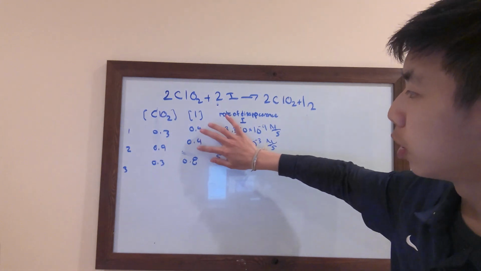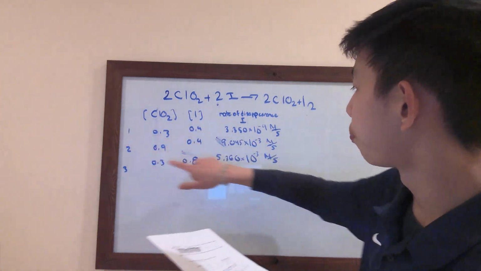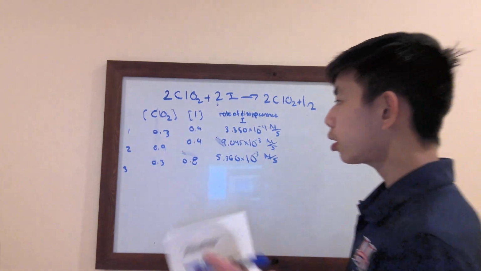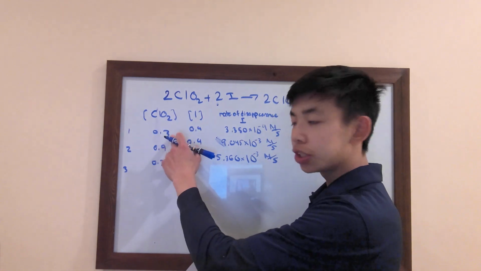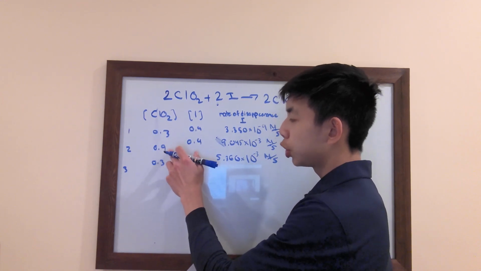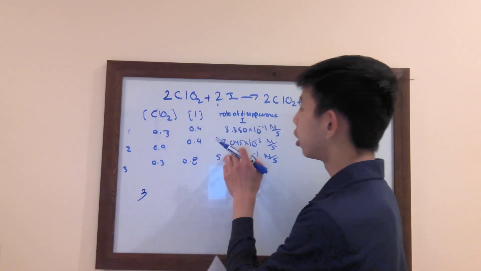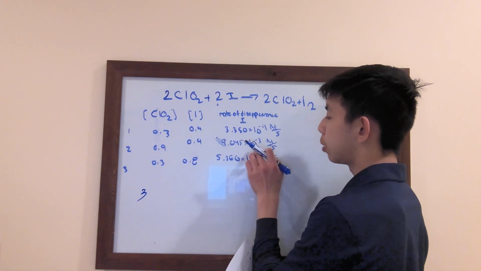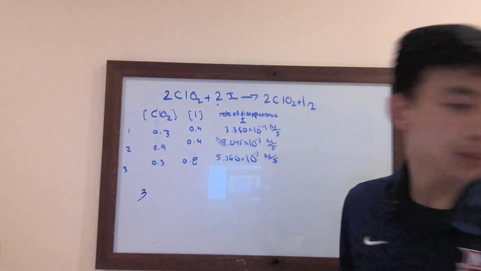These two are the same. So reactions 1 and 2 are the same, so we need to look at those for ClO2. For ClO2, the change is 0.3 and 0.9. So this change, 0.9 divided by 0.3, is 3. And then 9.045 times 10 to the minus third divided by 3.350 times 10 to the minus 4.